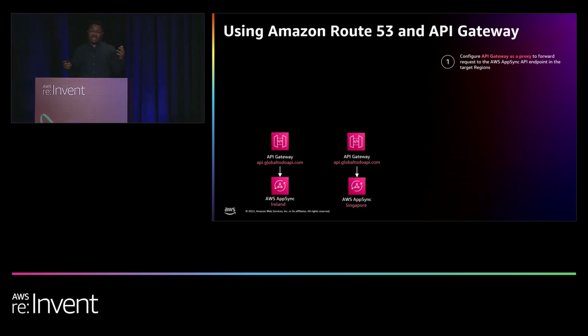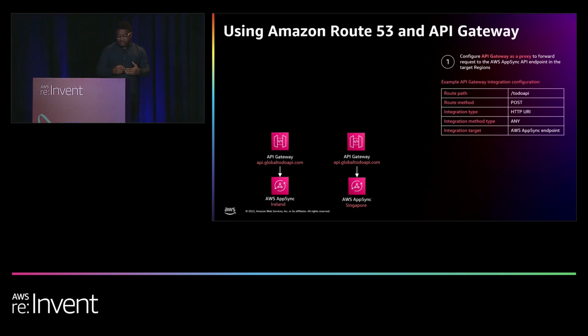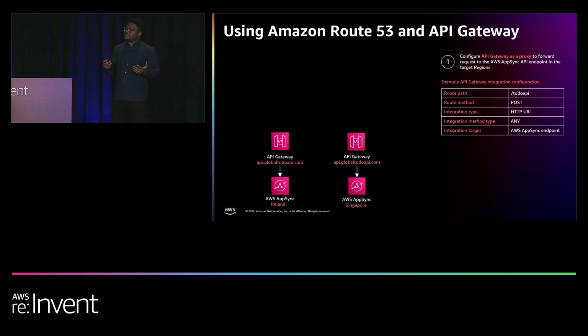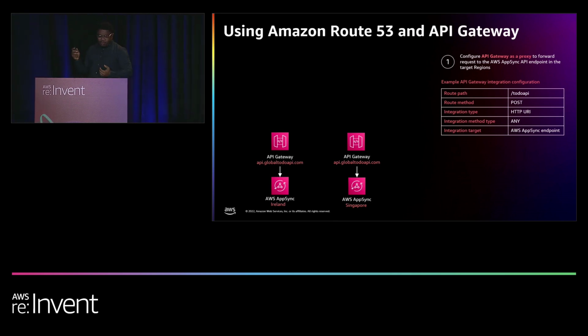So here we have AppSync deployed in the 2 regions, Ireland and Singapore, and you've got API Gateway configured as a regional proxy to route requests to your AppSync endpoints. Here is a sample configuration for your API Gateway. You can see the route path can be anything, but here I've used /to-do API. But the key point is that the integration target for your configuration needs to be the AppSync endpoint.